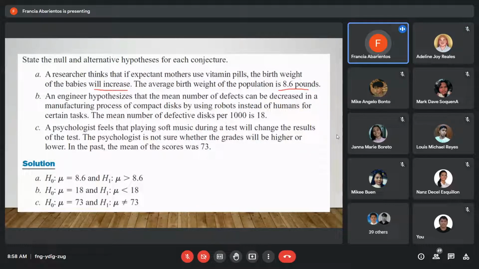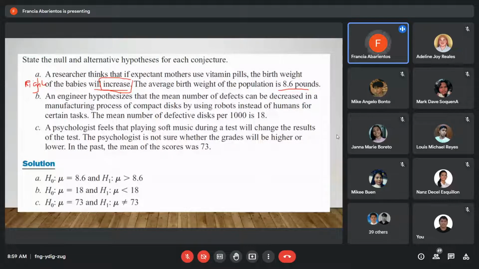What is the test that you will undergo? In letter A, given the common phrase, what common phrase can you see in the problem? Increase, ma'am. Okay. So when it is increasing, therefore, what test will you use? Right-tailed test, ma'am. Okay. So this is a right-tailed test. Thank you for answering.